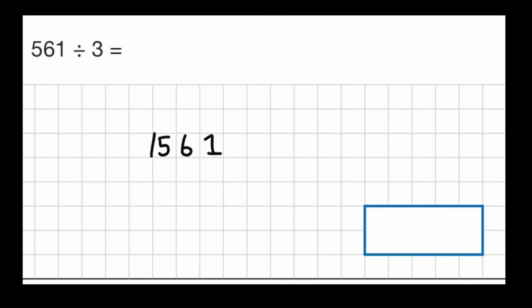So 561 divided by 3. We're going to do bus stop method. 500 divided by 3 is 100 with 2 hundreds remaining. 26 divided by 3 is 8 with 2 remaining.